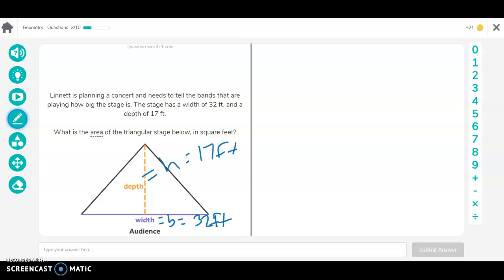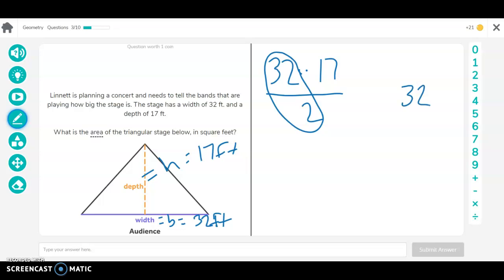So base times height divided by 2. So our base is 32, our height is 17, and divided by 2. I'm going to do the easy way first. I'm going to divide this number out because 32 times 17 is a lot. So we're going to do 32 divided by 2.